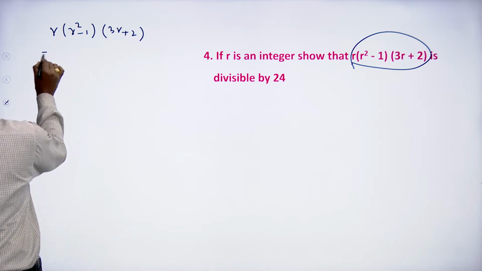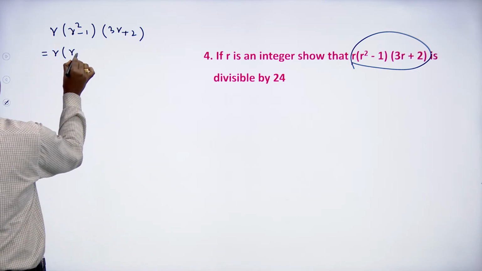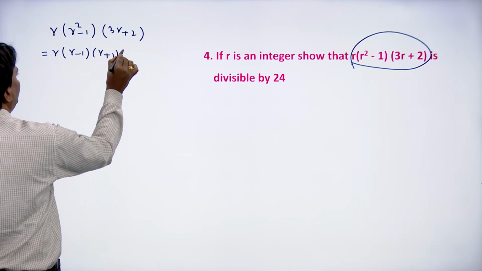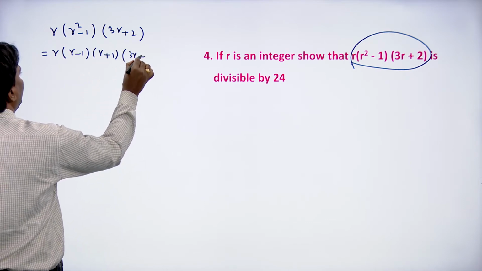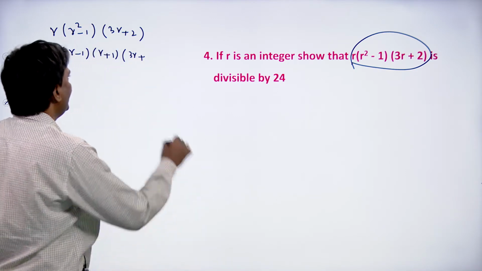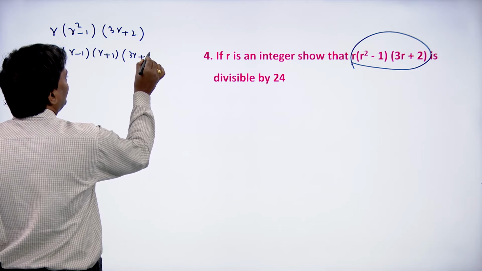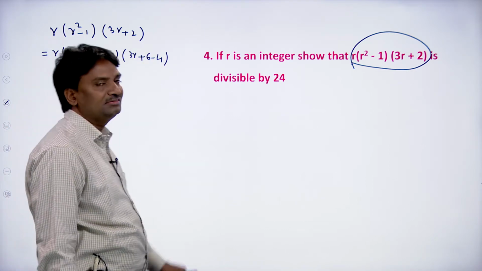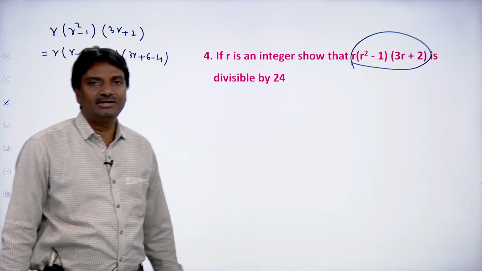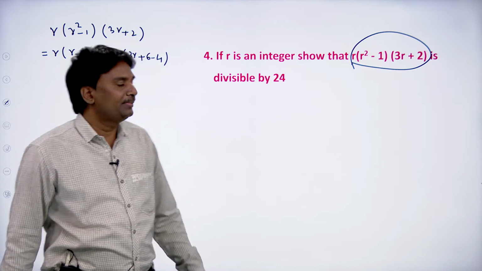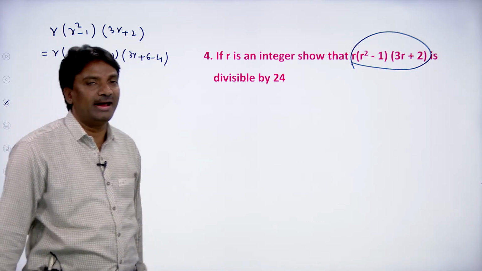So, from this we can get r into r minus 1 into r plus 1 into, here by adding 6 and subtracting 6, we can write 3r plus 2 as 3r plus 6 minus 4, where 2 can be written as 6 minus 4. Subtracting 6 means 2 minus 6 is minus 4.